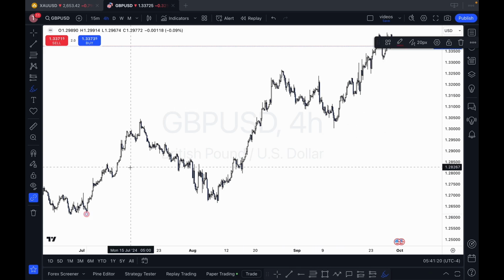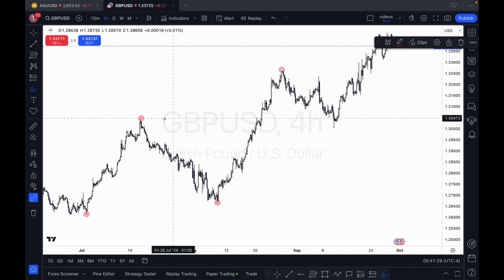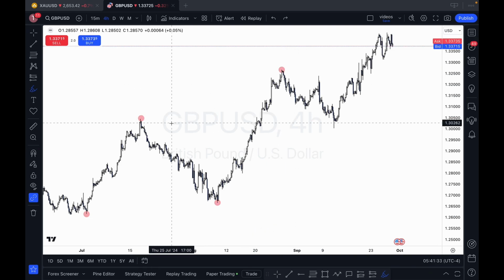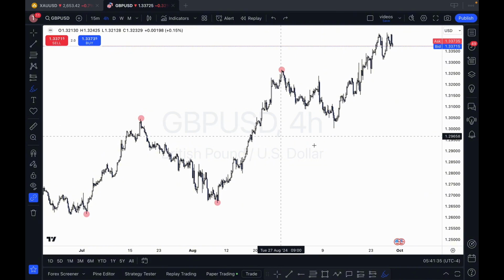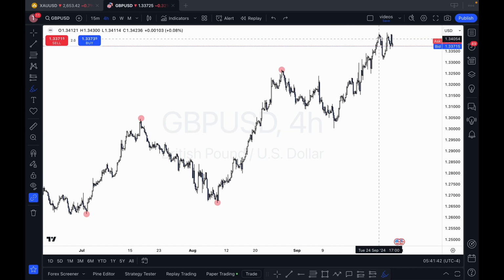Let's change colors. For the 4 hour, I'll use red. So this low led to this high, right? Then we have a pullback, and then we have a new high breaking, like so, right? So this is going to be bullish for me on the 4 hour, and then I expect a pullback after the break of structure, like so, into new highs, right?